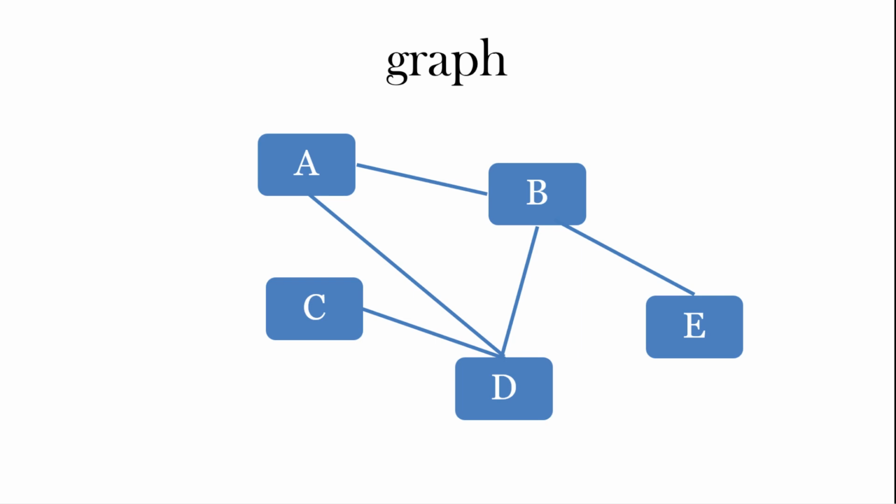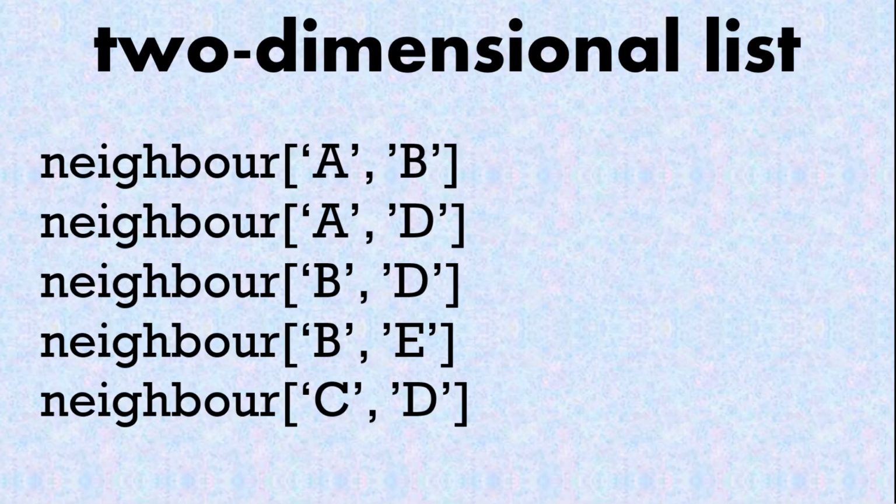So for a graph, you could use something like a two-dimensional list. So here we've got a two-dimensional list called neighbor, and the neighbor of A is B, and the neighbor of A is D. Neighbor of B is D. A neighbor of B is E, and a neighbor of C is D. Now, for things like trees and graphs, maybe it'd be better to use objects. So we haven't covered them, but that's coming soon.